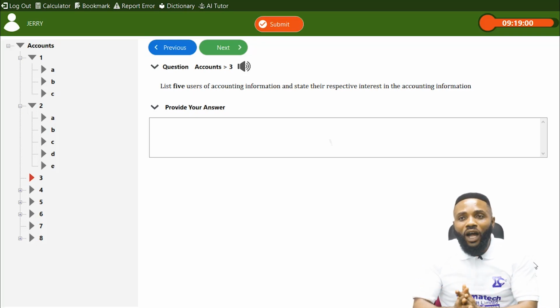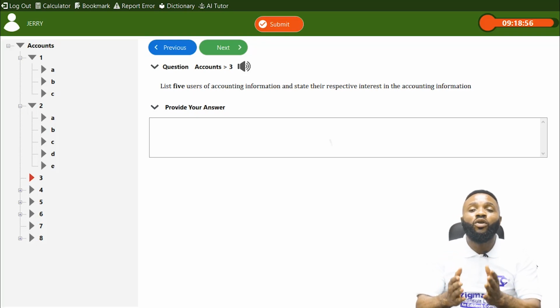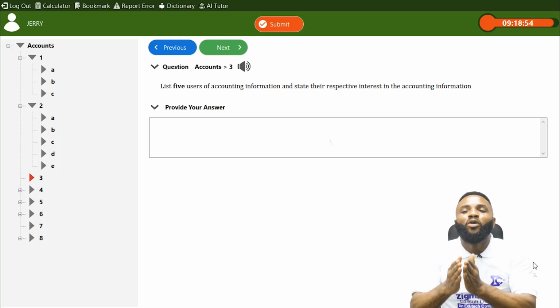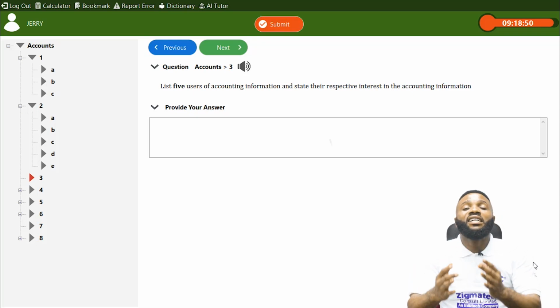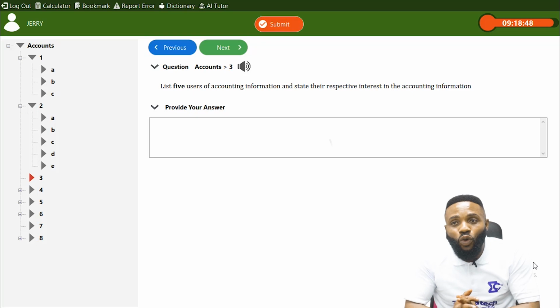So the seventh one is what we call potential or prospective investors. These are the people that are interested in investing into the business.